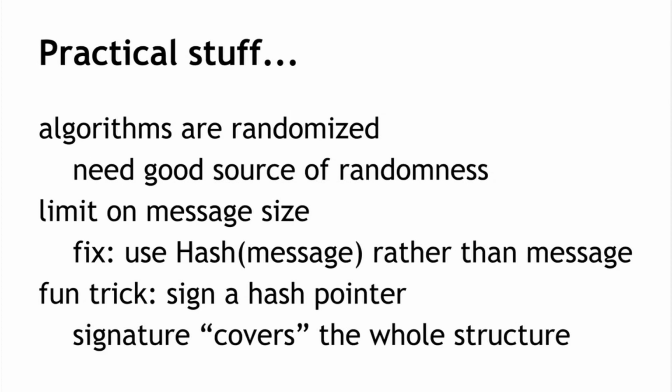In practice, there's a limit on the message size that you're able to sign because real schemes are going to operate on bit strings of limited length. The fix to that is simply to use the hash of the message rather than the message itself. That way the message can be really big, but the hash will be only 256 bits. And because hash functions are collision-free, it's safe to use the hash of the message as the input to the digital signature scheme rather than the message. And by the way, a fun trick, which we'll see used later, is that you can sign a hash pointer. And if you sign a hash pointer, then the signature covers or protects the whole structure. Not just the hash pointer itself, but everything it points to and everything it points to.